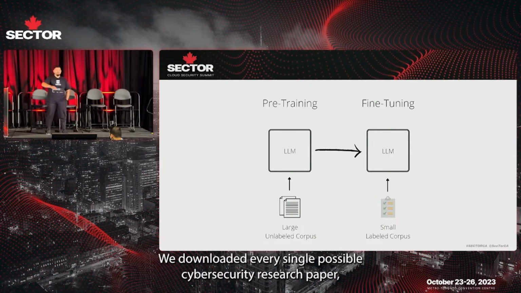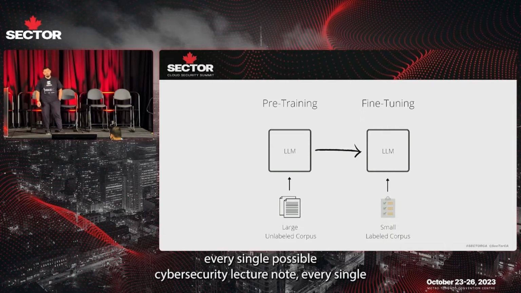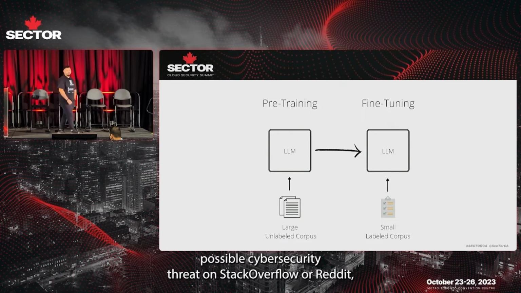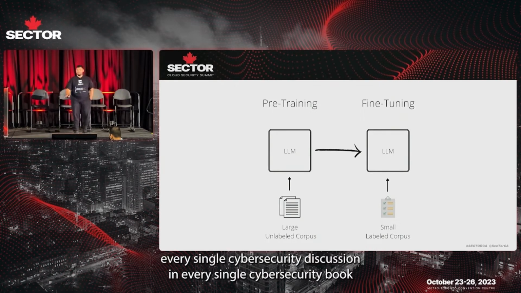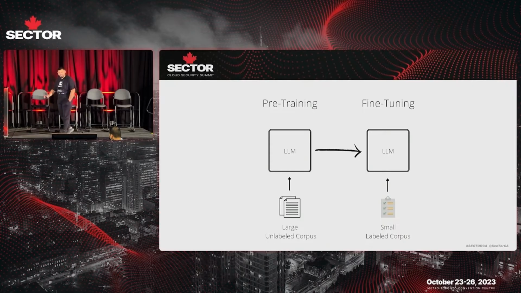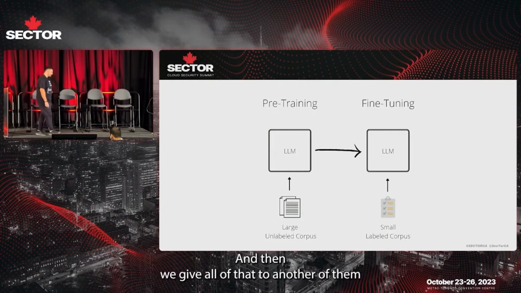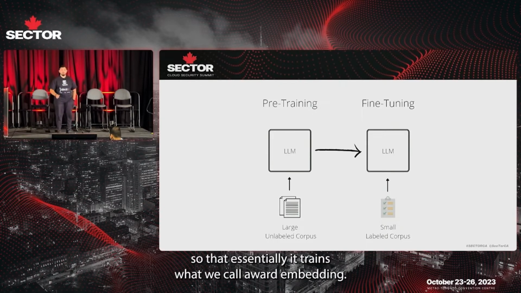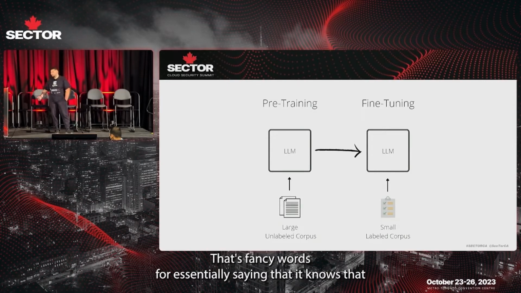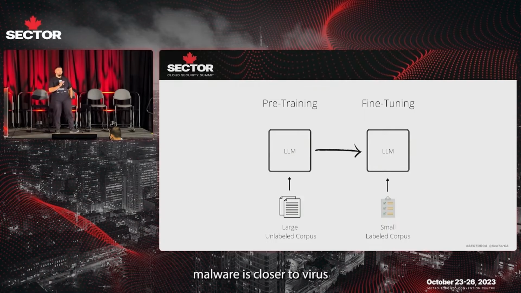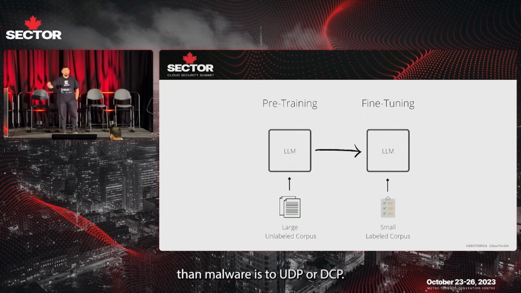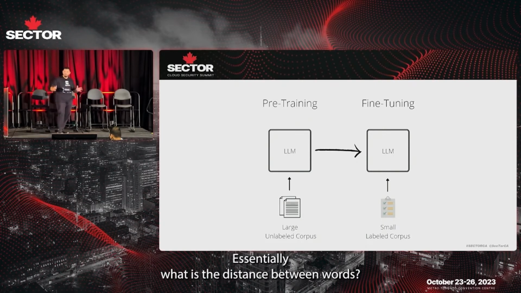We downloaded every single possible cybersecurity research paper, every single possible cybersecurity lecture note, every single possible cybersecurity thread on Stack Overflow or Reddit, every single cybersecurity discussion, every single cybersecurity book that was cheap enough to buy the copyrights for, because these are expensive. And then we give all of that to an LLM so that essentially it trains what we call a word embedding. That's fancy words for essentially saying that it knows that malware is closer to virus than malware is to UDP or TCP. Essentially, what is the distance between words?